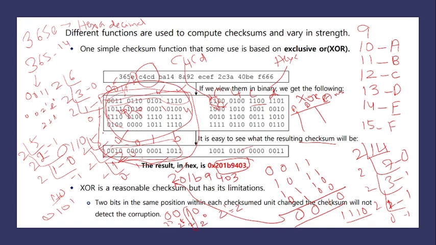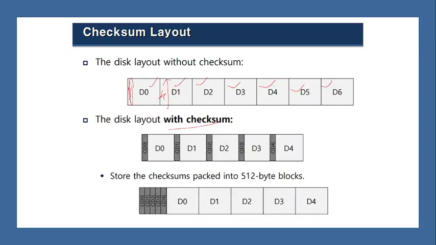So when you observe the previous problem, here this total part is D1 and this total part is D2, and this is the checksum and this is the checksum. So the structure of this will be like this: D0, D1, D2, D3, D4, D5, D6. And the disk layout is with the checksum. That is, this is the checksum place where you are going to use.